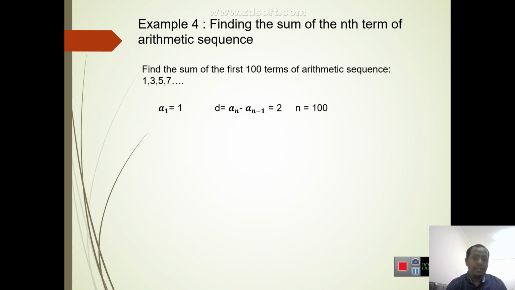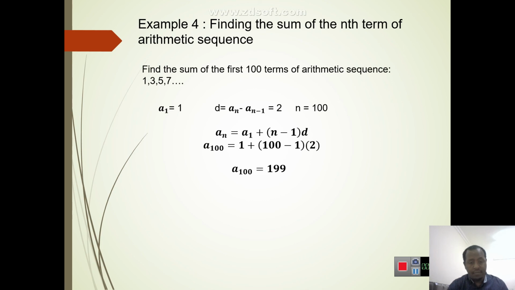From this given information, I can find the general term. So let's find the 100th term. I have to use the general formula: a sub n is equal to a1 plus n minus 1 times d. So our last term, which is the 100th term, will be 199. Here I have the 100th term and the first term, so I can find the sum of the first 100 terms of the sequence.